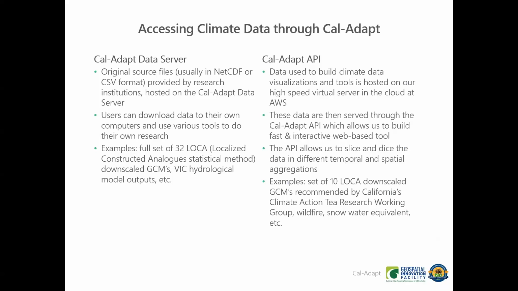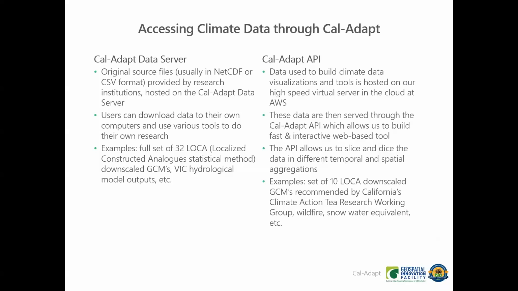So again, if you go to CalAdapt and you are playing around with the climate tools, you know that they're all very interactive. You can enter in your own area of interest, your own thresholds, and the way that that is fast and interactive is by hosting it through the virtual server at Amazon. And the API interacts with that and allows us, again, to really slice and dice all of this data in different ways. So you can slice it in different temporal or spatial aggregations. And again, that's what really allows us to do this fast, interactive web application that people are used to.